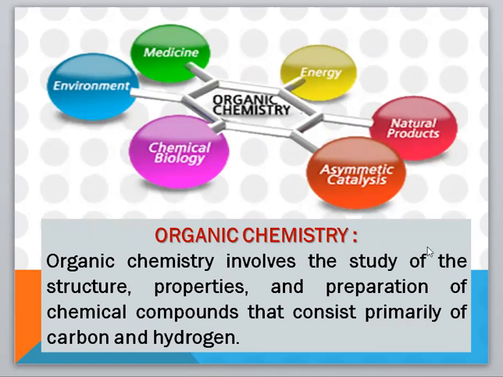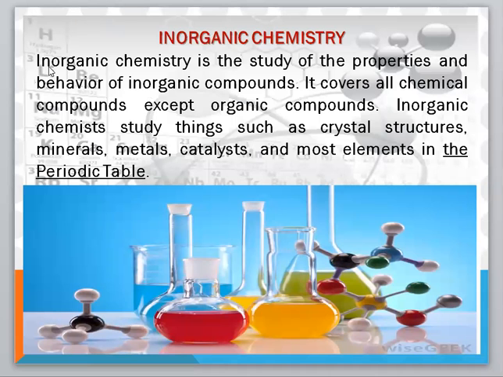Organic chemistry involves the study of structure, properties, and preparation of chemical compounds that consist primarily of carbon and hydrogen. Inorganic chemistry is the study of properties and behavior of inorganic compounds. It covers all chemical compounds except organic compounds. Inorganic chemistry studies things such as crystal structure, minerals, metals, and most elements in the periodic table.